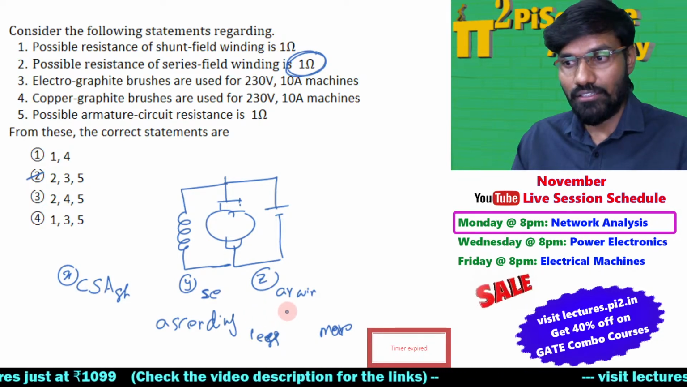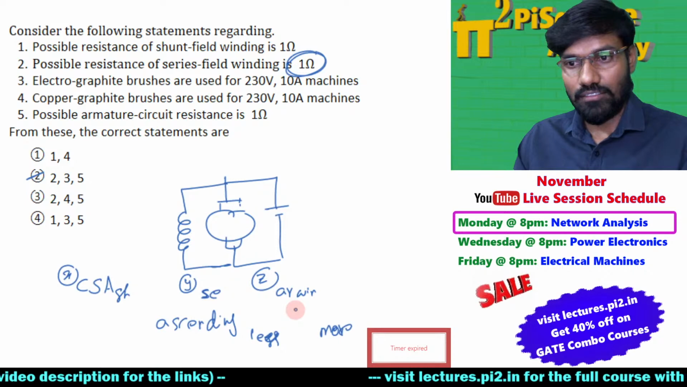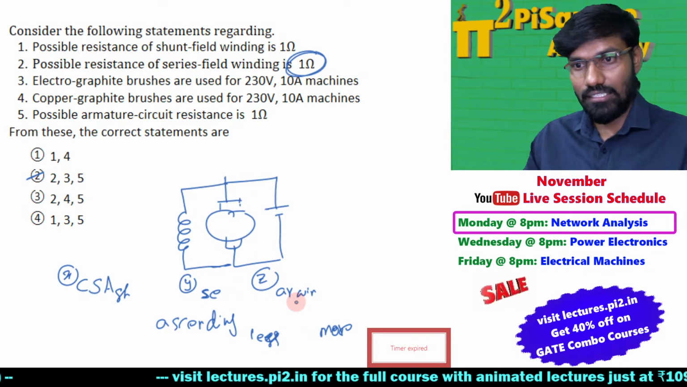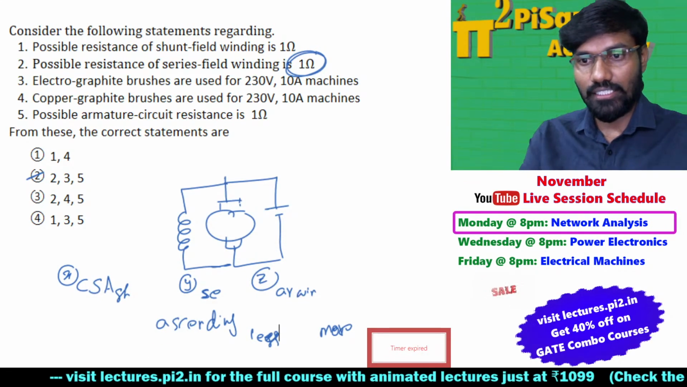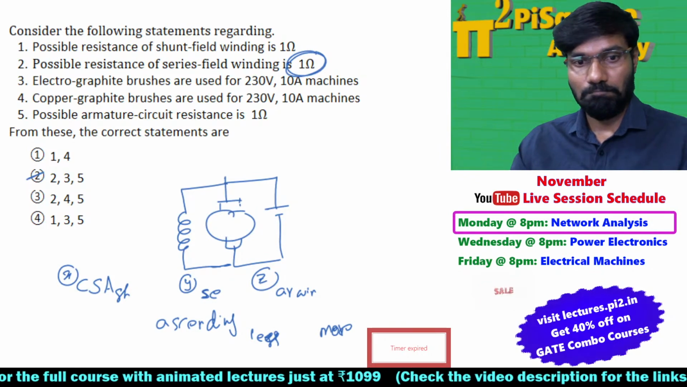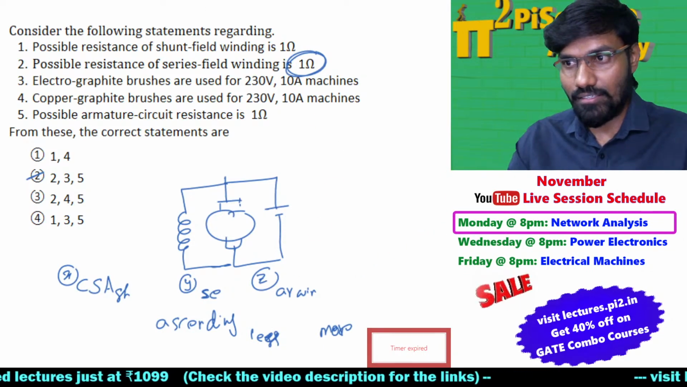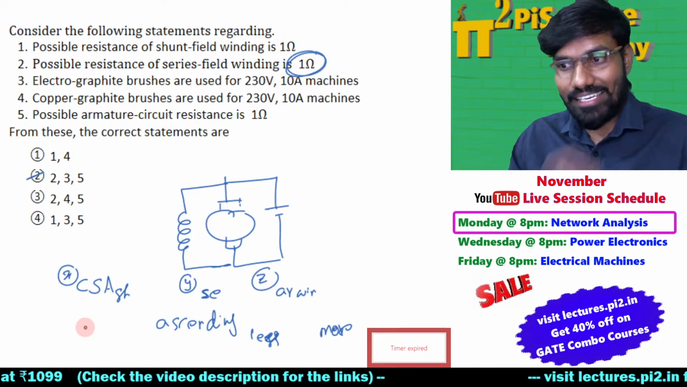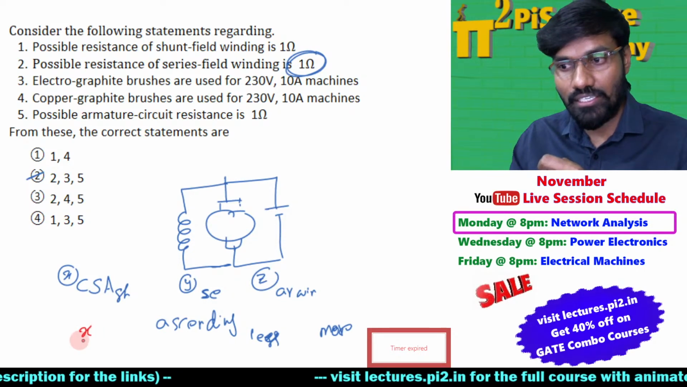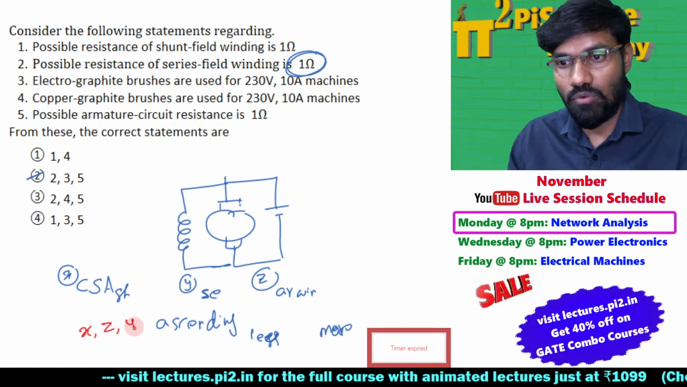Mansvi is saying X, Z, Y. Anjanel is saying Z, Y, X. Dinesh is saying X, Z, Y. Okay, so the answer is yes, you guys are right. X has the least cross-sectional area, then the armature winding, Z, then the next one is Y.